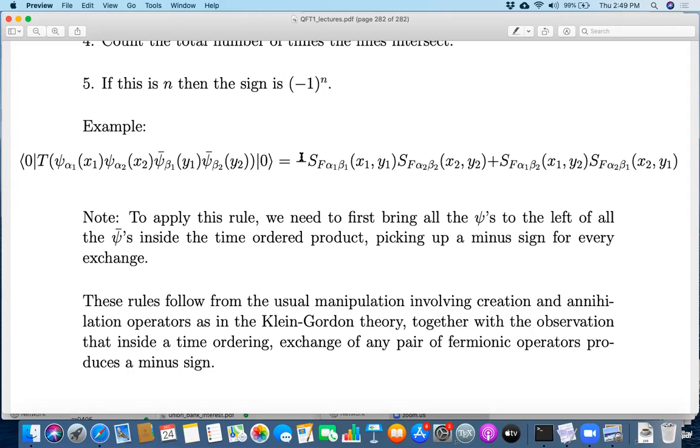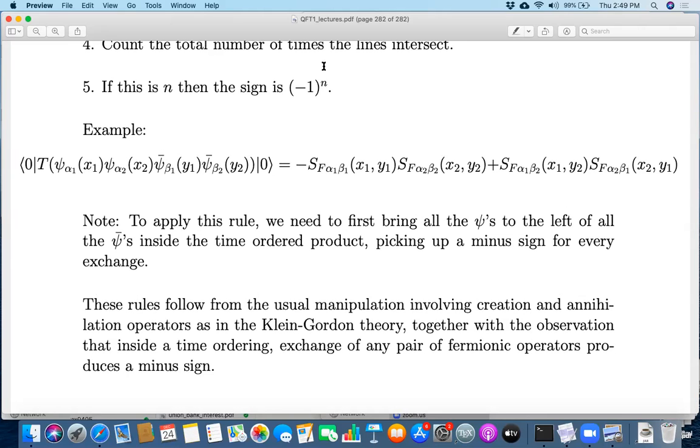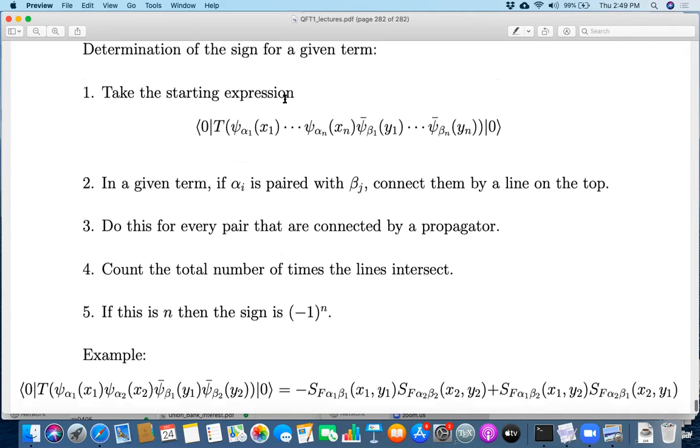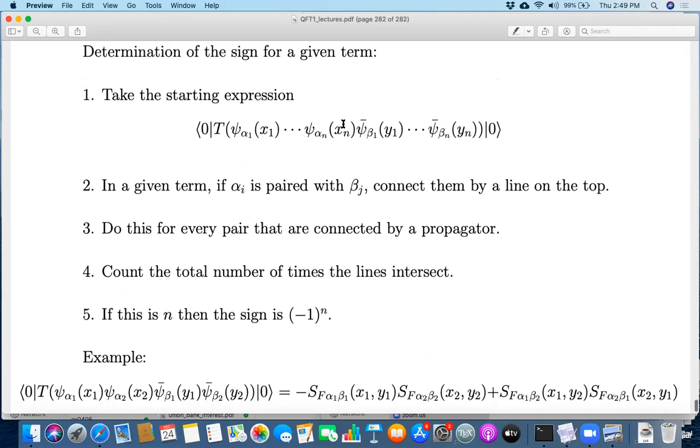So you can prove in general that while the number of intersections can depend on how you draw the lines, whether it's even or odd doesn't depend on how you draw the lines. So this is the general rule. In general, of course, the time ordered product that you have to calculate may not have all the psis to the left of all the psi bars. So the first task in fixing the sign is to bring all the psis to the left of all the psi bars.